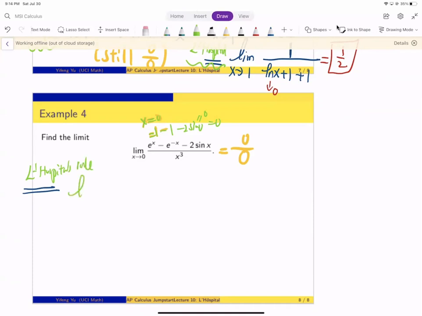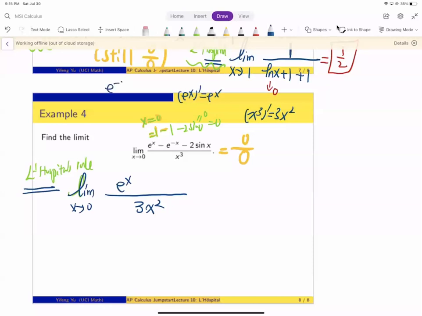By L'Hopital's rule, this equals the limit as x goes to 0. Let's take the derivatives. The derivative of x cubed is 3x squared. The derivative of e^x is just e^x, and the derivative of e^(-x) is negative e^(-x) by the chain rule. So we get e^x minus e^(-x) minus 2 times cosine x, because the derivative of sine x is cosine x.